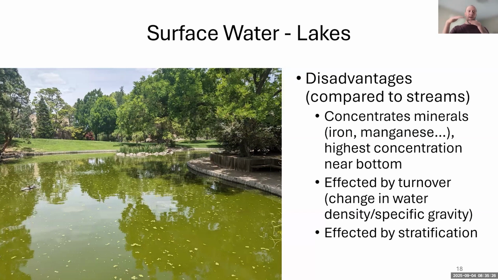So where our intake may have been in the water column used to be lower down. Now it's a lot higher up. So it can change a lot, that stratification. Algal blooms are a bigger concern for lakes. And then algal blooms can also lead to eutrophication, which means when there's no oxygen in the water.